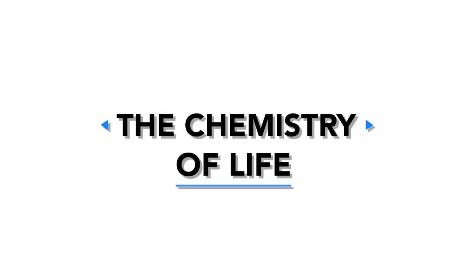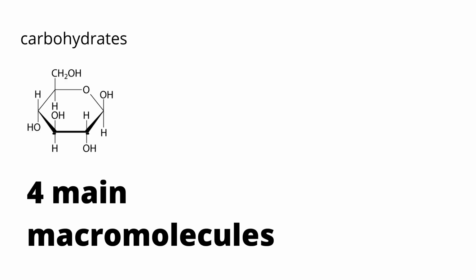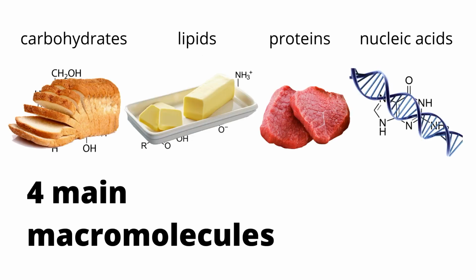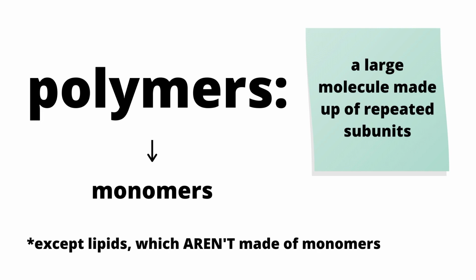The chemistry of life. In AP biology, you'll focus on four main macromolecules: carbohydrates, lipids, proteins, and nucleic acids, otherwise known as what you'll typically find in bread, fat, meat, and DNA. These macromolecules are called polymers, or large molecules made up of smaller subunits. These subunits are known as monomers. All these macromolecules are polymers except for one type, lipids, and we'll look at that in a minute.